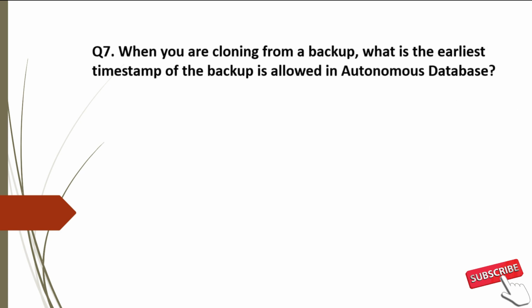Question 7. When you are cloning from a backup, what is the earliest timestamp of the backup allowed in autonomous database? And the options are A. 2 hours, B. 30 minutes, C. 1 hour and D. 24 hours.